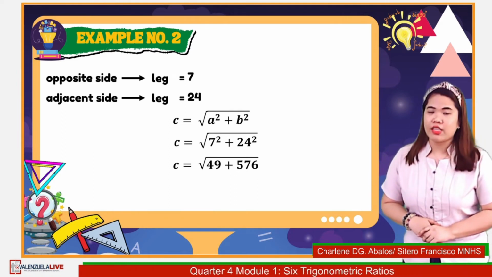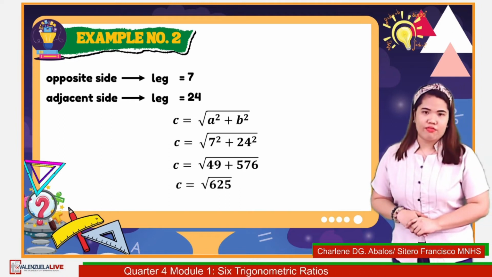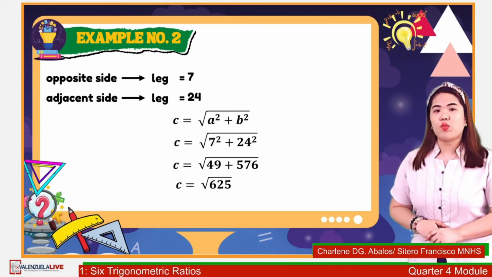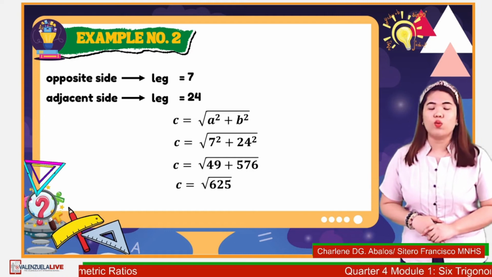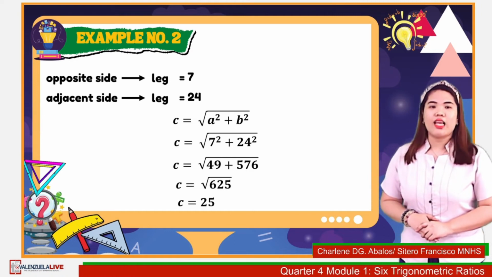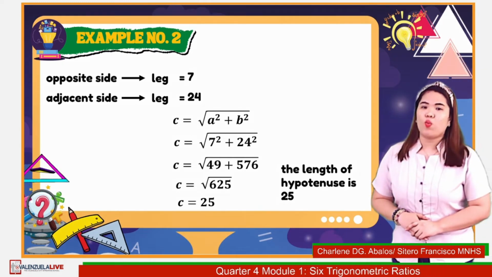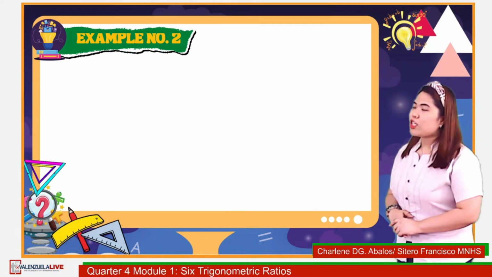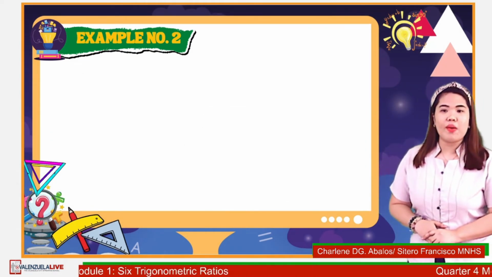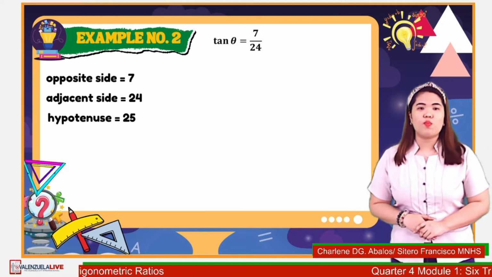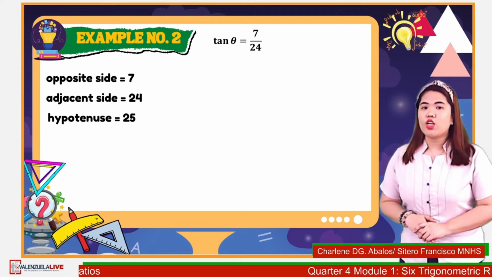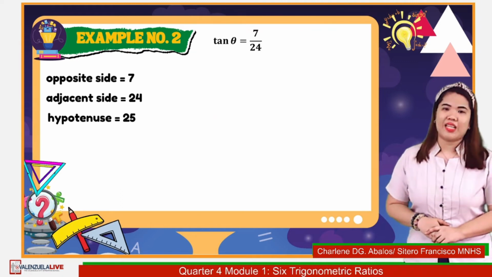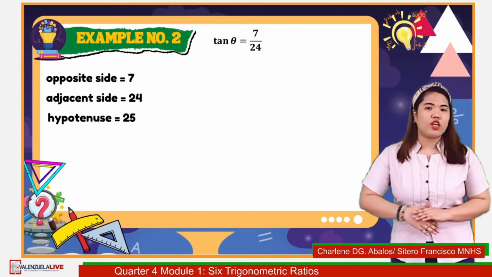49 plus 576 is equal to 625. That's why we have C is equal to the square root of 625. And the positive square root of 625 is equal to 25. Hence, the length of the hypotenuse is 25. Now let's recall. Opposite side measures 7, adjacent side measures 24, and hypotenuse measures 25. The given trigonometric ratio is tangent theta is equal to 7 over 24. Let's get the remaining trigonometric ratios.